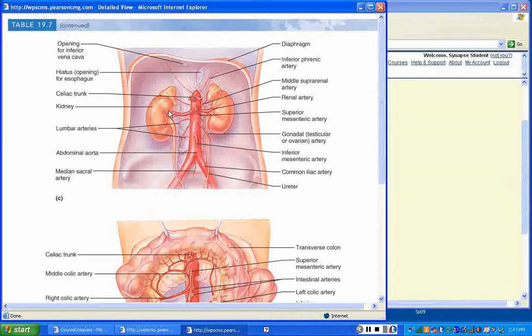Then these that go sideways to the kidney are number 3. What would they be called? Renal. Then below that, you see these little skinny ones that branch off to the side. What are those going to? They're called gonadal. So they're going to the ovaries or the testes. And then right in the middle, you see this other one called the inferior mesenteric.